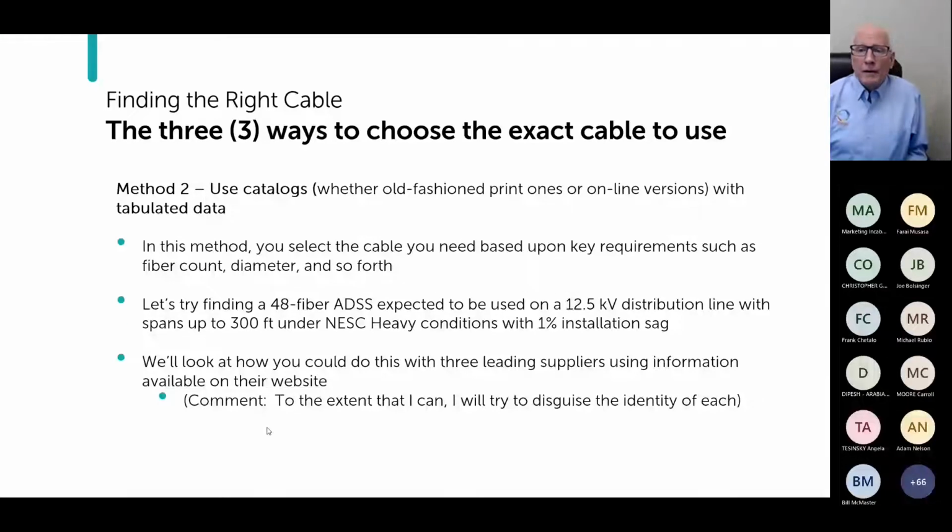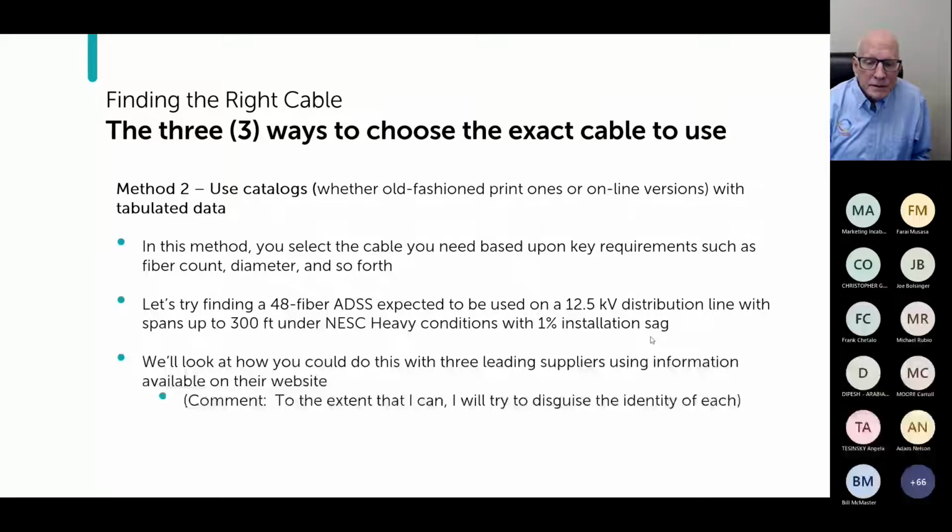Method two, use catalogs, right? There are old-fashioned print ones or online versions with tabulated data. So in this one, you select a cable based upon a key requirement, like the fiber count or cable diameter or fault current or whatever. I want to illustrate this concept to make a point later. So let's try finding a 48 fiber ADSS expected to be used on a 12.5 kV distribution line with spans up to 300 feet under the NESC heavy loading conditions and with 1% installation sag.